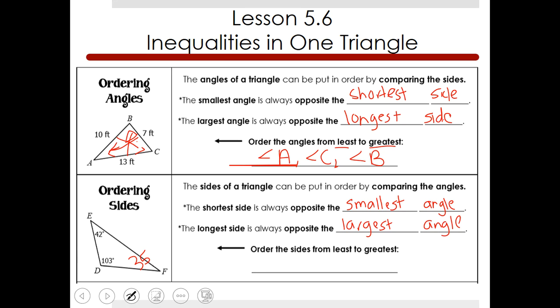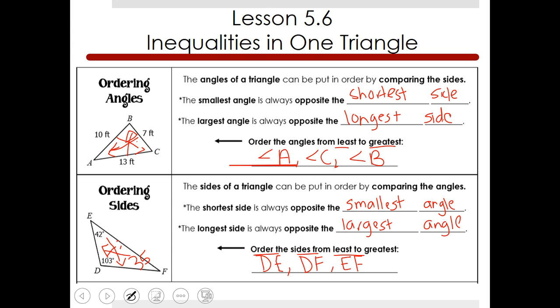So now that I have all my angles, I can list the sides from the shortest side to the longest side. So 35 is the smallest, and the side across it is DE or ED, whichever one you prefer. Then the next one, 42, DF or FD, whichever way you prefer. And then 103 is the biggest, and EF is the greatest.